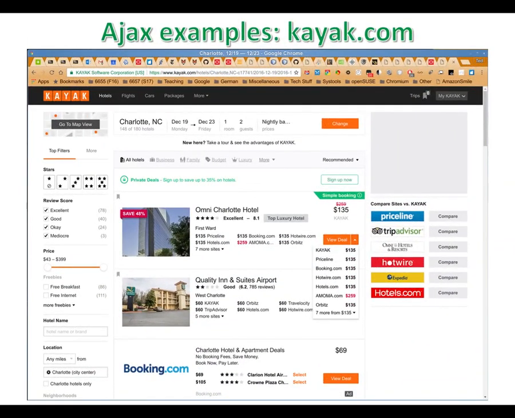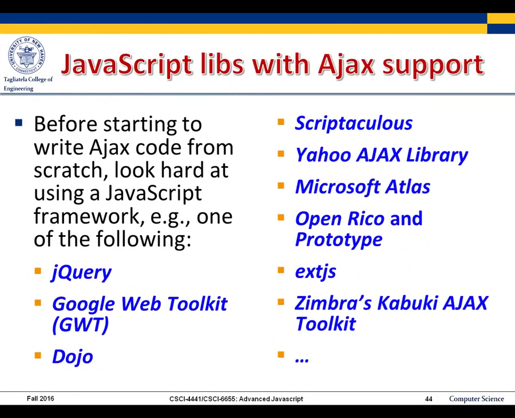Kayak, that's another one. Kayak is a travel site. You can't really see it here, but if you actually tried to use it, you'd see that you make one change, like on a date or on a price, and then immediately the list of things that you see or the other parts of the page change instantaneously. It's all over the place. The Gmails and all those things are obvious too.